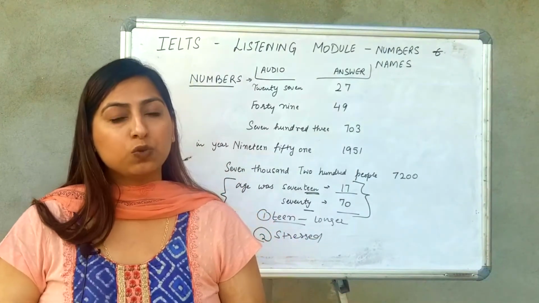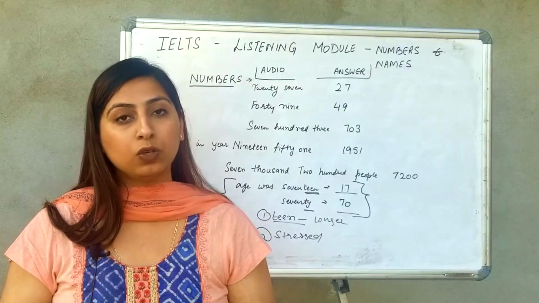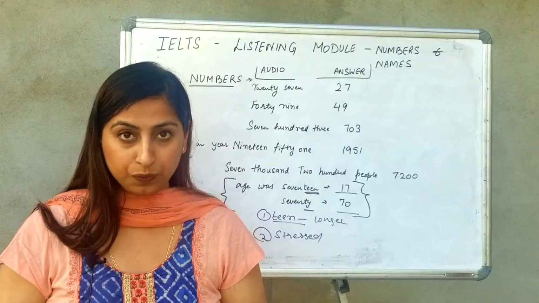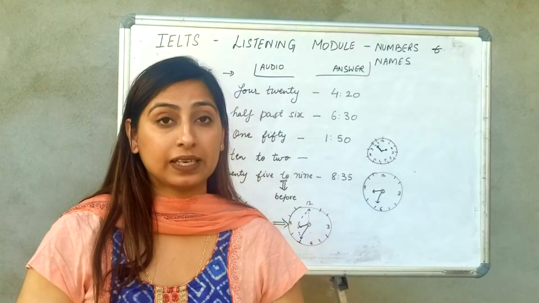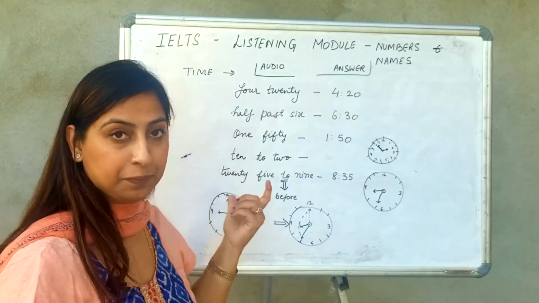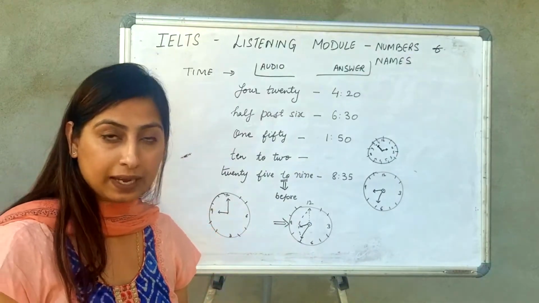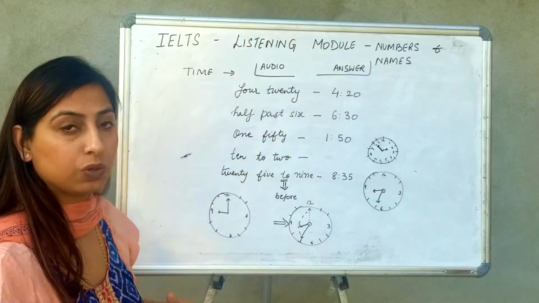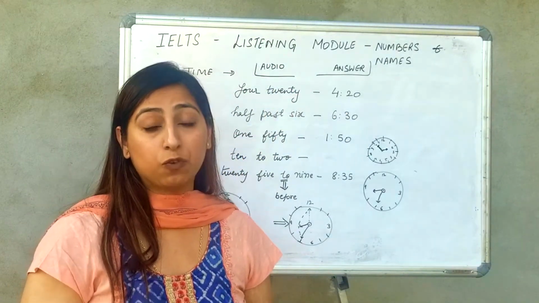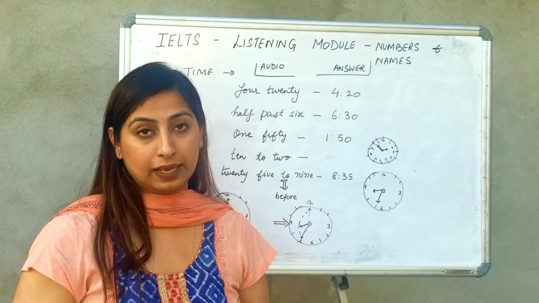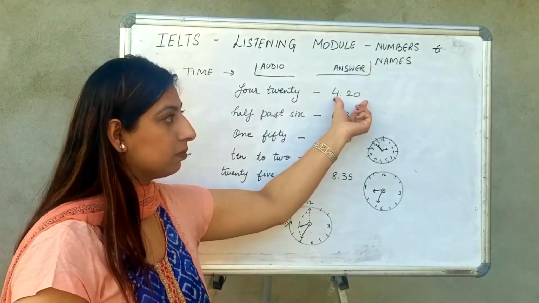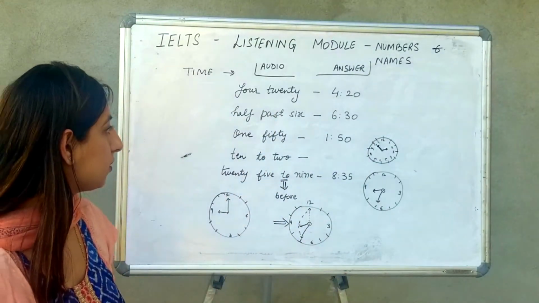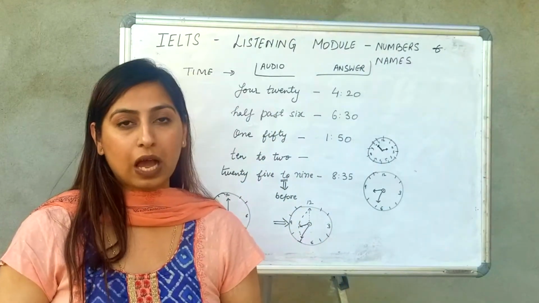Now let's move to the time, that is, how can you know about the time which you listen to in the IELTS audio. So the next point of this video is time. How will you listen to time in the listening audio? 4:20. So you will listen like, and the time was approximately 4:20. So the answer is 4:20. Then the next option is, it was 6:30.